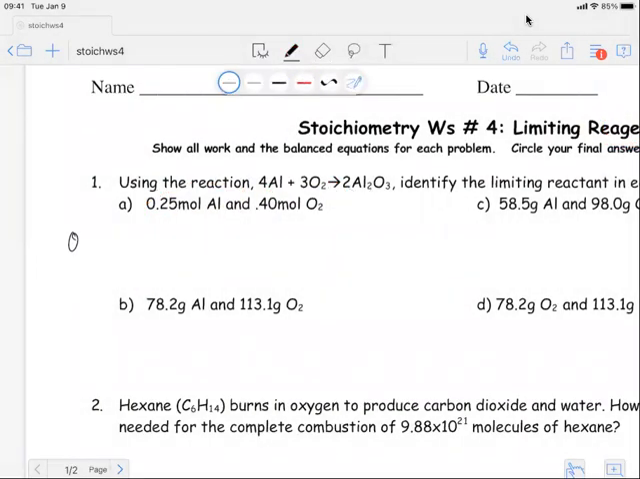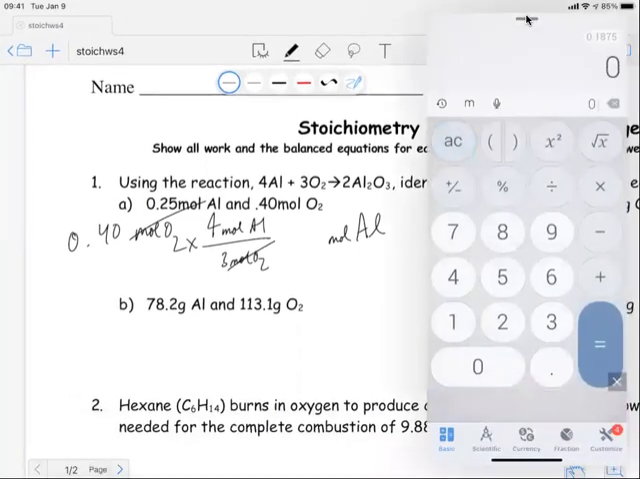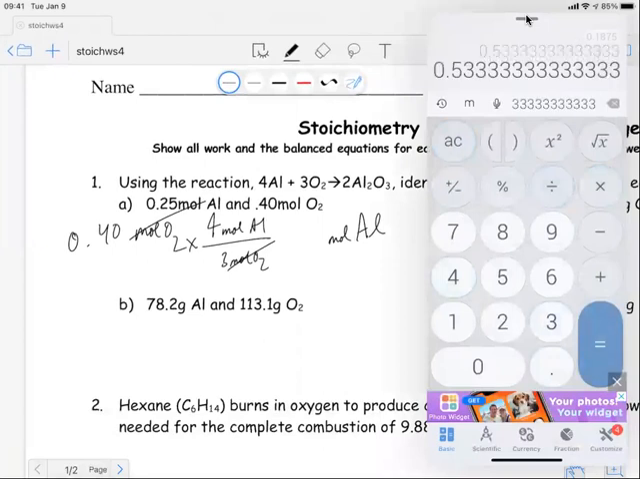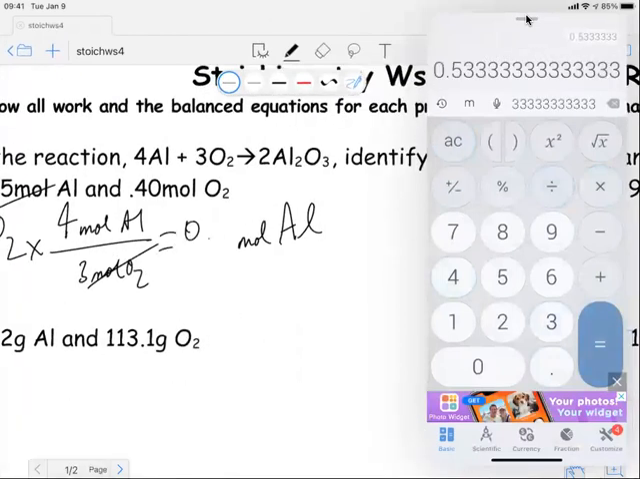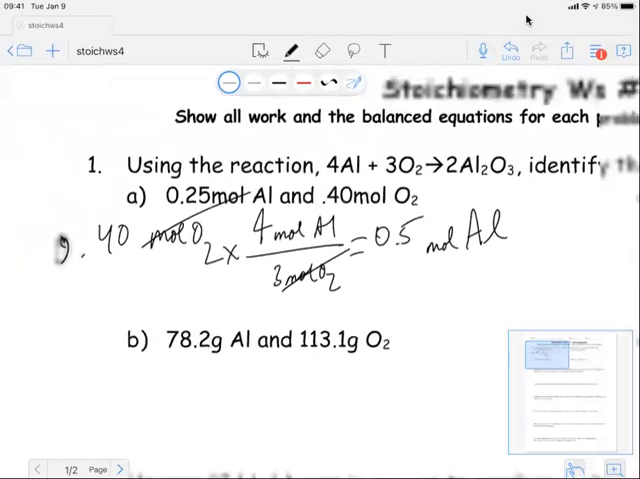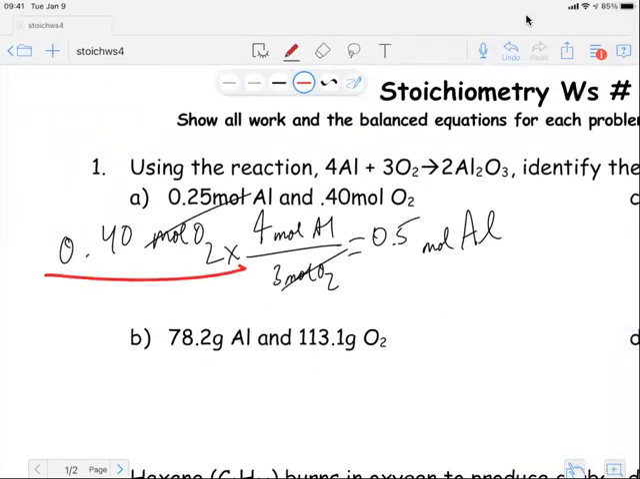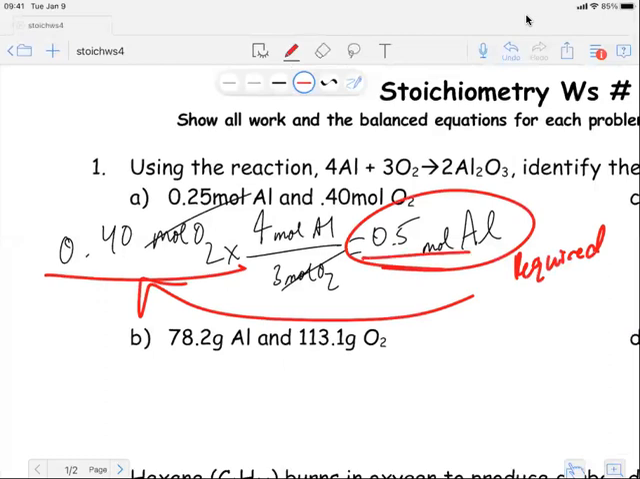Okay, let's say I chose oxygen. If I chose oxygen, 0.4 moles of O2, I calculate how many moles of Al I need. That is 4 moles of Al over 3 moles of O2. Cancel that. So now I have 0.4 times 4 divided by 3, and you see the amount required is 0.5. So you see what I mean when I say it doesn't matter which reactant you choose, because if you calculate how much aluminum is required to react with 0.4 moles, you get 0.5, but I only have 0.25. I literally have half the amount that I need, which means Al is still limiting.